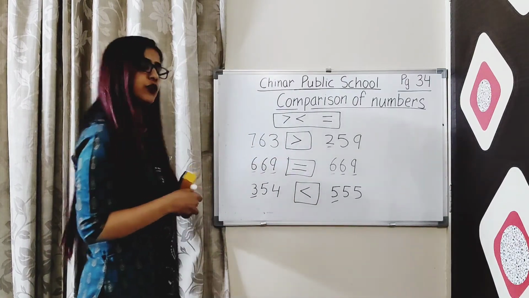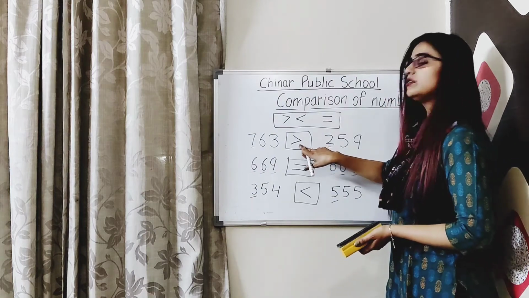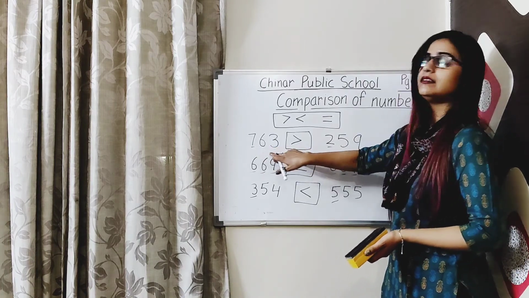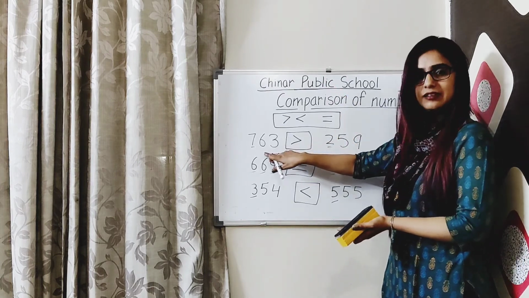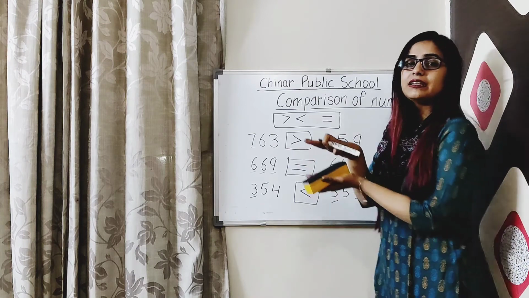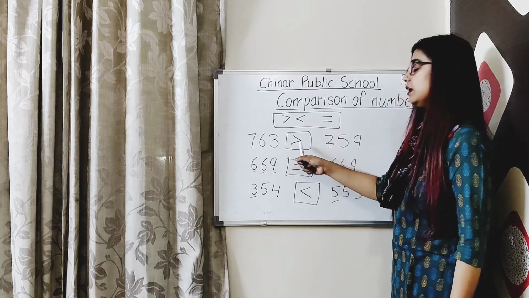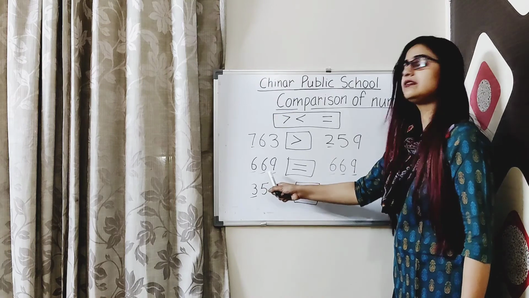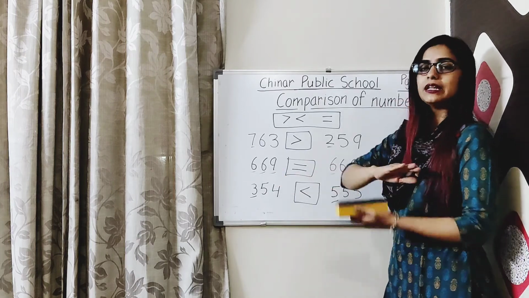Children, now we all know the crocodile's mouth, right? But how do we read these numbers? What does this mean? It means 763 is greater than 259, because the big open mouth is towards 763, so this one is the greater number. So what does this sign denote? Whichever number's side it is open towards will be the greater number. So 763 is greater than 259.